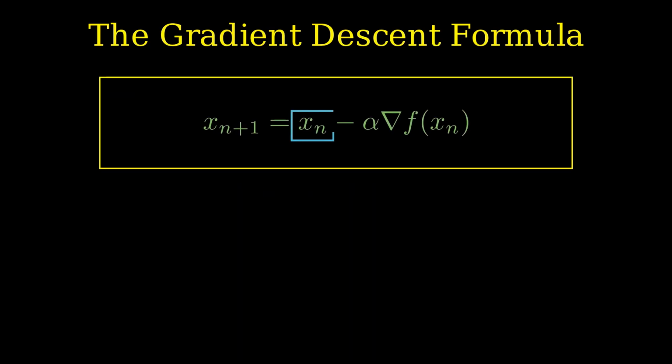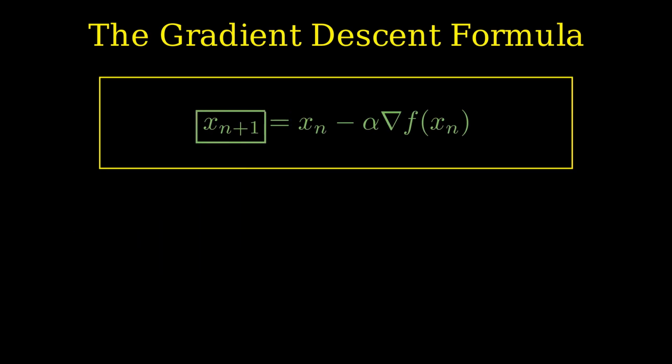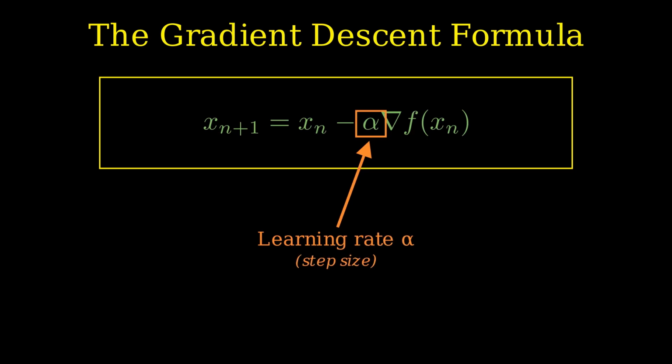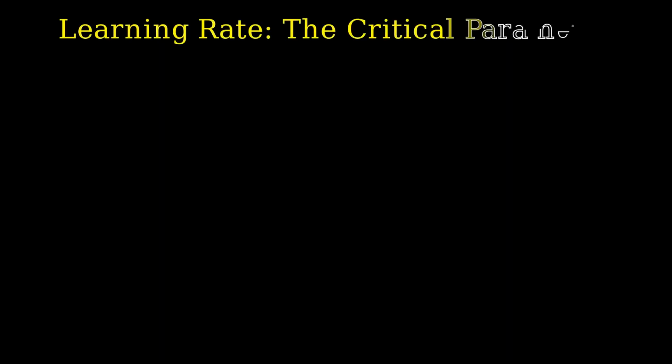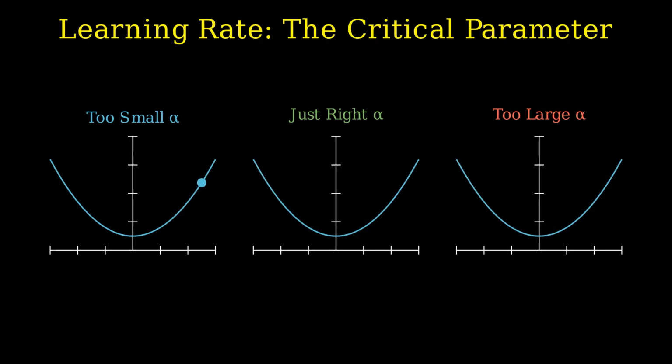x n is our current position. It's where we are right now in our search for the minimum. x n plus 1 is our next position. It's where we are moving to. This formula tells us how to calculate our next step. Alpha is called the learning rate or step size. It's a positive number that controls how large our steps are. Think of it as how confidently we stride down the hill. Too large and we might overshoot. Too small and we'll take forever.